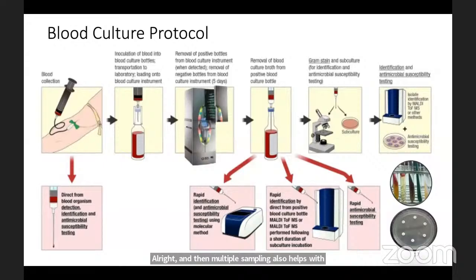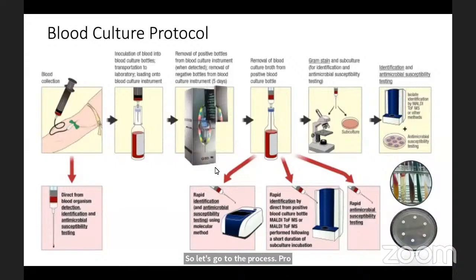And the multiple sampling also helps with identifying false positives. So if you have 4 bottles and the person is really sick, you should see all the 4 bottles or the majority or at least 3 reacting, showing positive. But if you are seeing just 1 showing some commensal or something, you can rule out a false positive. So let's go to the process proper.